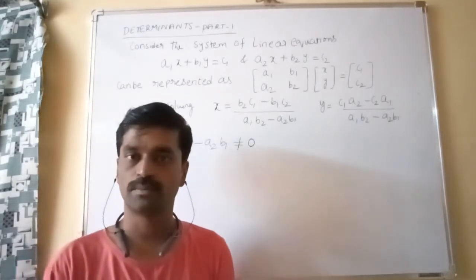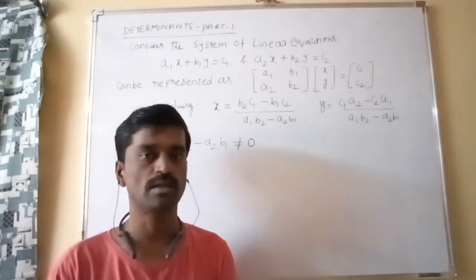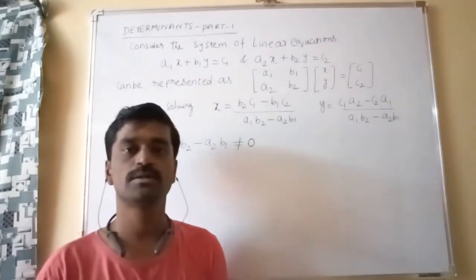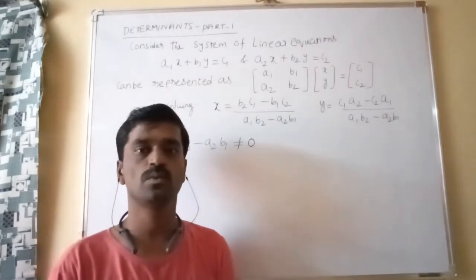So already matrix is completed. Matrix is just an arrangement. It has no value. Whereas determinant is a value. It has a value. So first I'm discussing what is determinant.